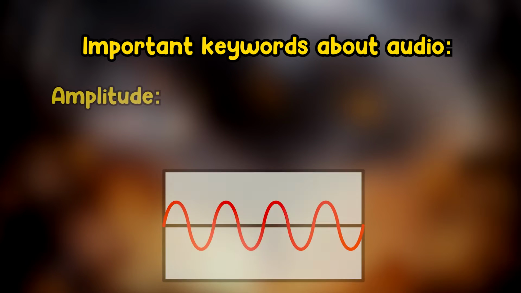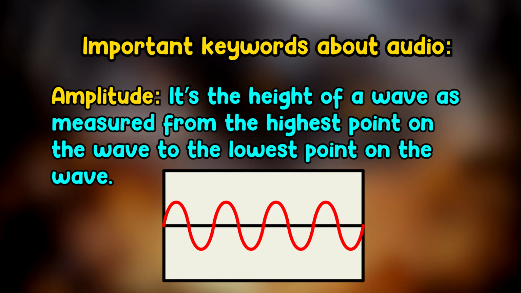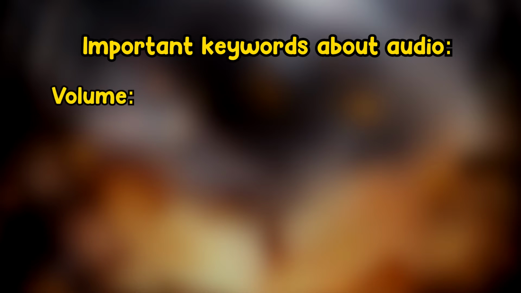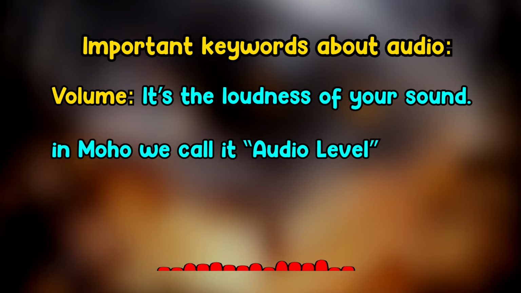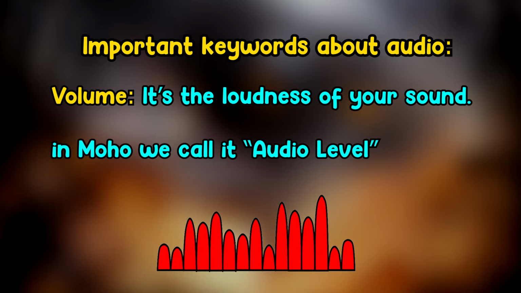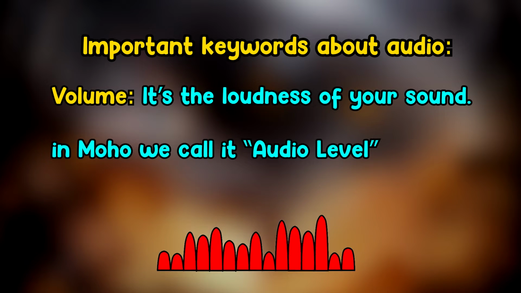Next we have amplitude. It is the height of a wave as measured from the highest point on the wave to the lowest point on the wave. We call this distance amplitude. After that we have volume, which is the loudness of your sound. In Moho we call it audio level. For example, now the volume of my voice is increasing and now it's decreasing.